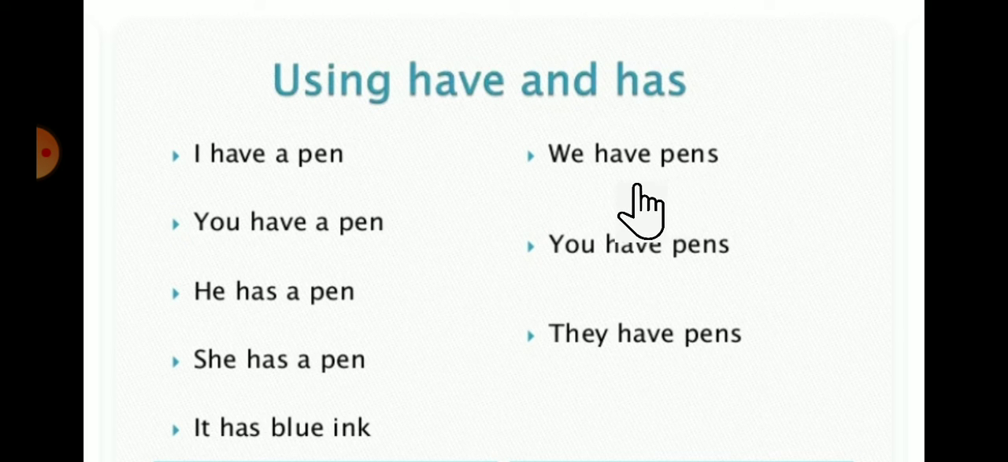We have pens. You have pens. They have pens. All right. See here, "we" is a first person, "you" is a second person, and "they" is again third person. They have pens. Understood how have and has are used here in these examples? All right. Okay, let's begin with another slide.